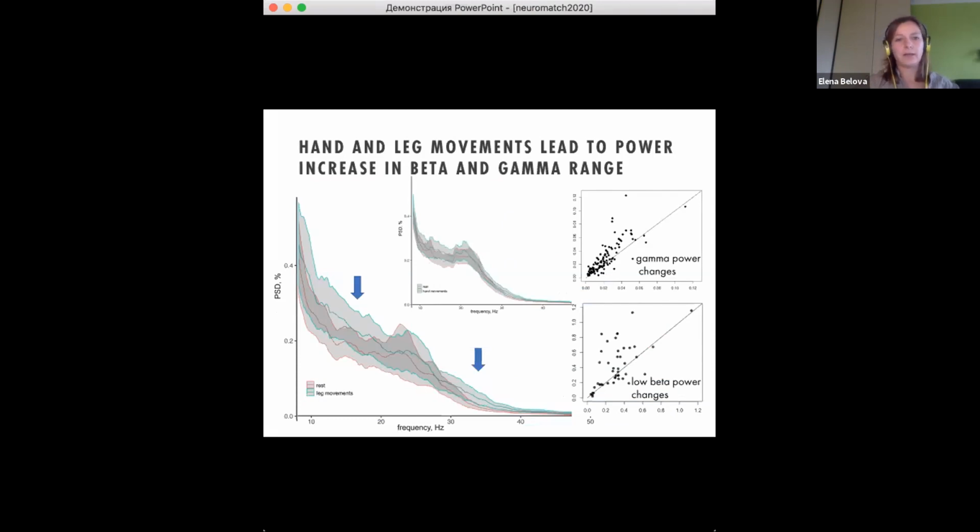Each point is an individual site of recordings. The x-axis shows the value of power at rest, and the y-axis shows power in the movement condition. We see all the dots above the diagonal. They show an increase in the power, and below the diagonal there are decreased values. So we see a significant gamma and low beta increase for these conditions.